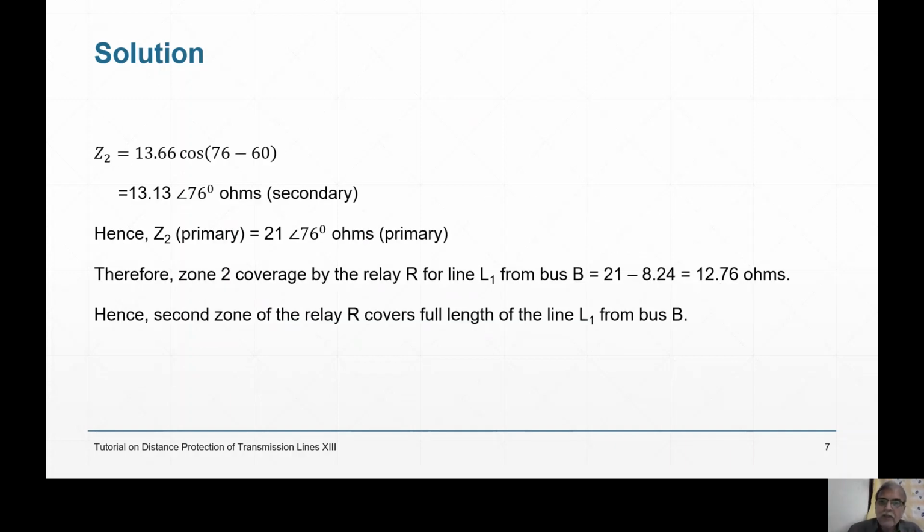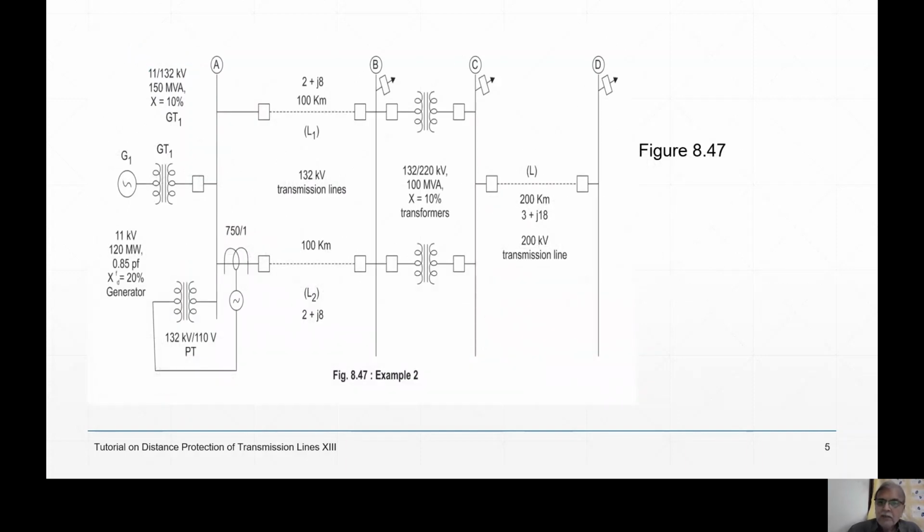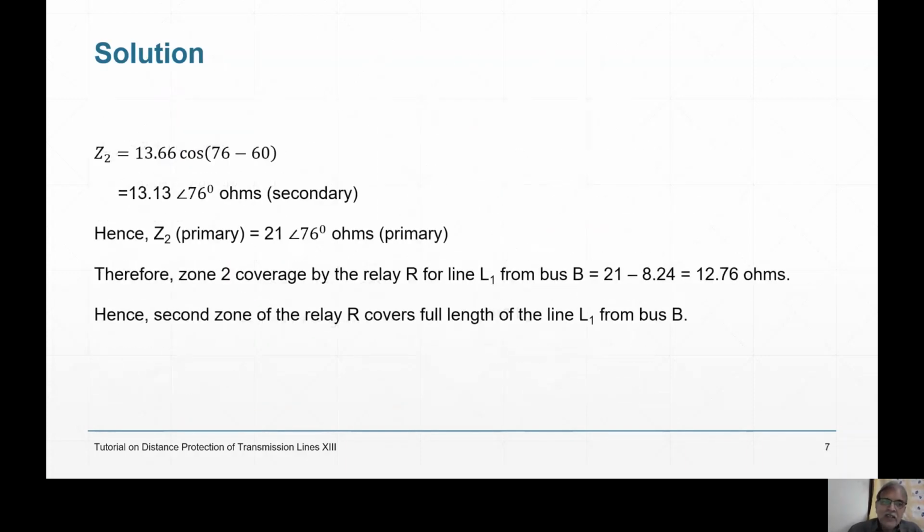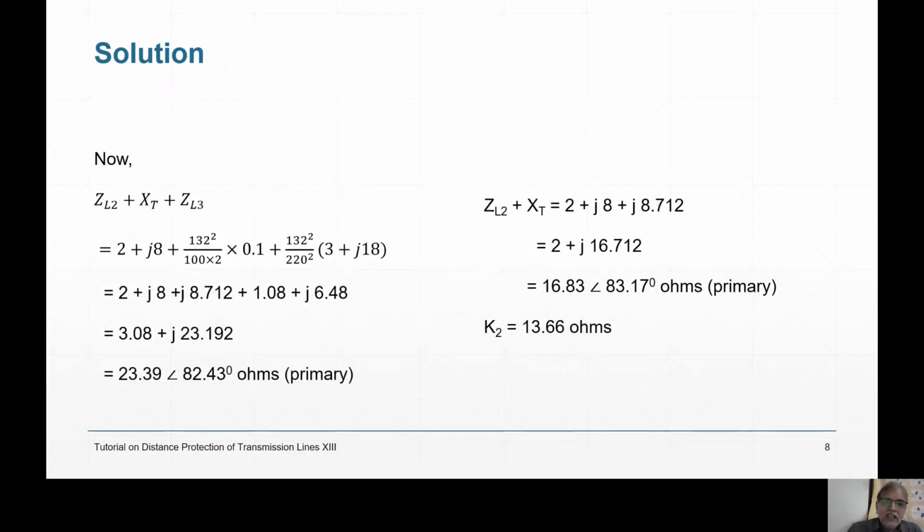Let us check up 3 plus J18. Yes, 3 plus J18. 220 kV square is 3 plus J18. So that is what we have done. That gives me 3.08 plus J23.192, so totally 23.39 angle 82.43 ohms primary. Right? Because we are calculating everything in primary.